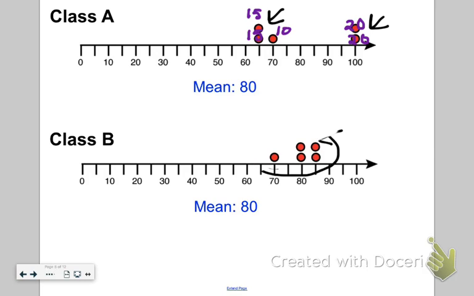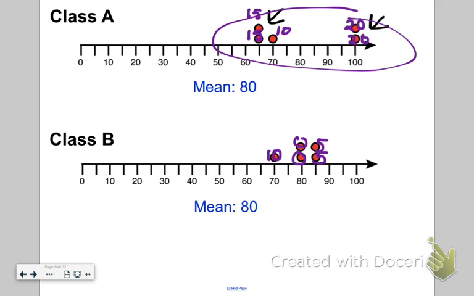Whereas if we go down here to Class B, well, we have the 70 here, which is 10 spaces away from our average, and then we have the 80s, which are 0 spaces away from our average, and then we have these two 85s, which are just 5 spaces away from our average. So here you would probably find that the distances between the mean and the actual scores in the class are pretty close together. There's not a lot of variability. They're pretty chunked together. They're not as spread out as Class A is.